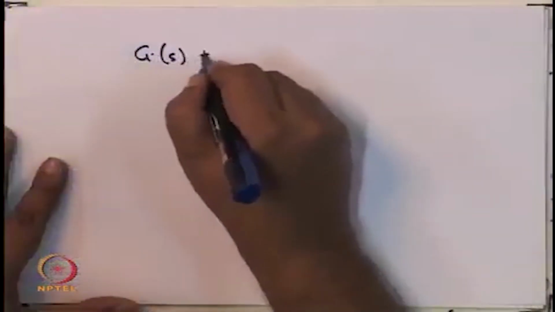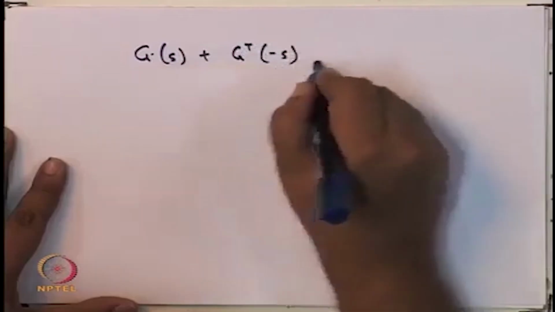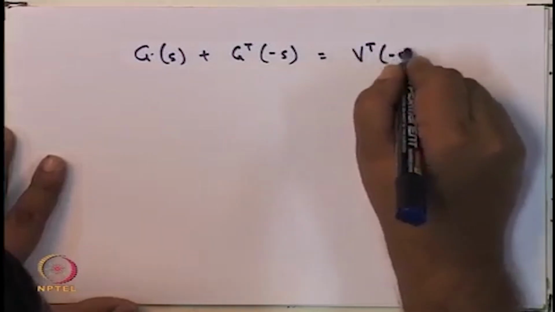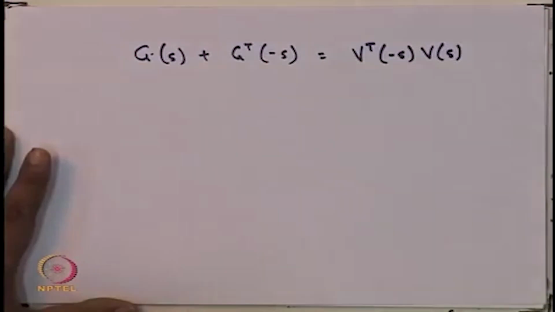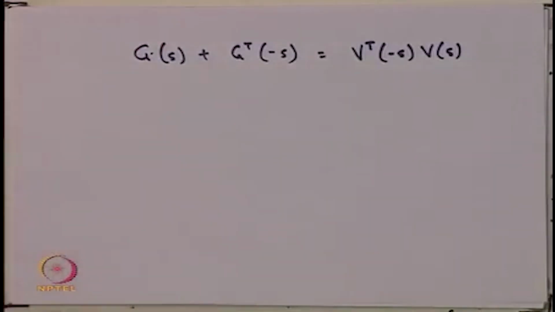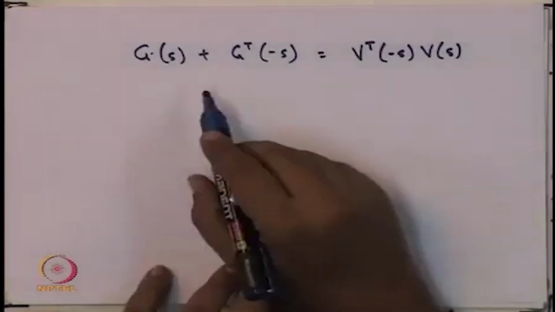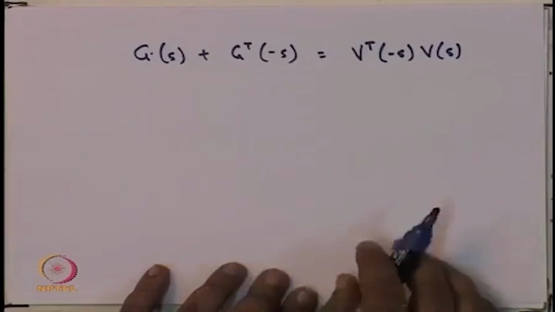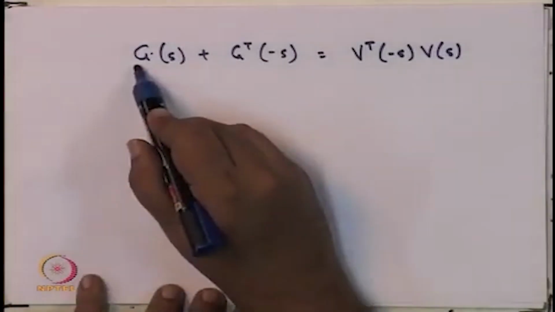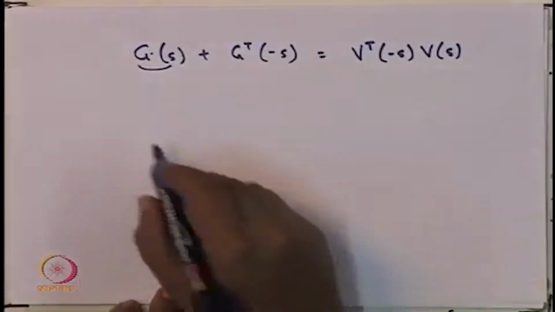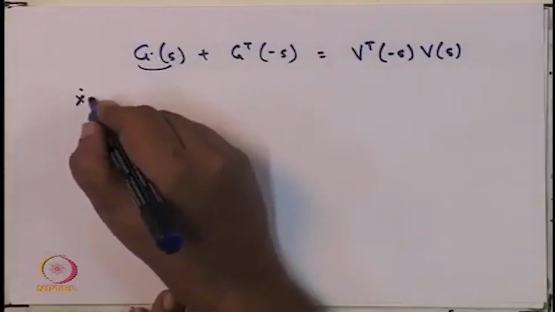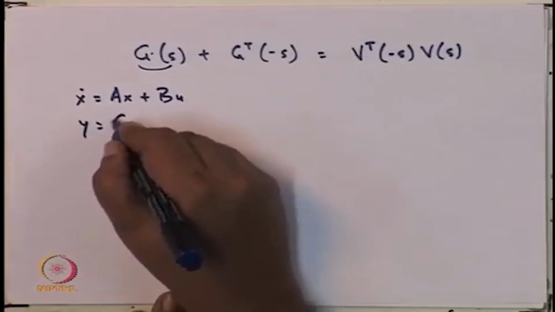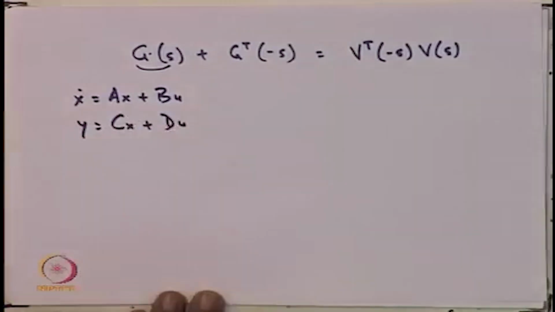G(s) plus G transpose of minus s is equal to, let me just continue calling this, V transpose of minus s into V of s. And now what I am going to do is start off by looking at state representations of each of these matrices. If you look at G of s, we have already seen what the state representation is. It was x dot equal to Ax plus Bu, y equal to Cx plus Du.